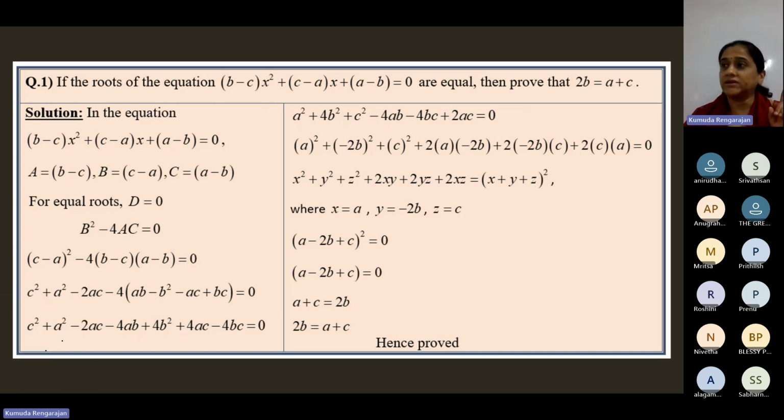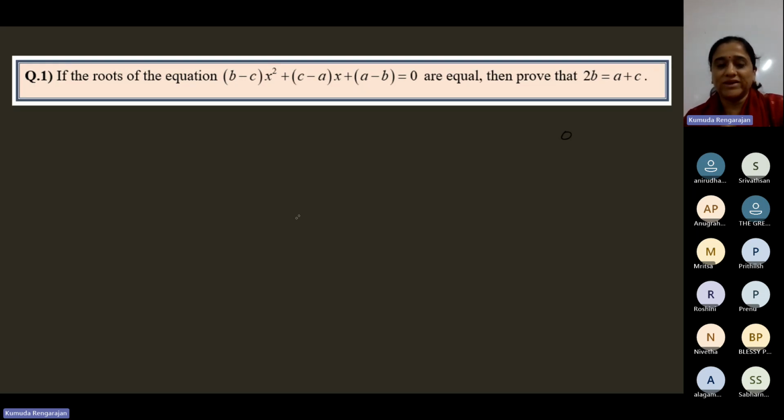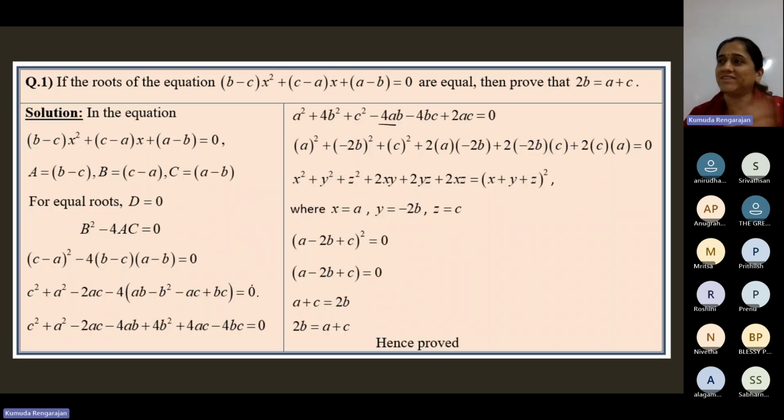So now using that identity, you'll have to present the terms of the form x the whole square, y the whole square, z the whole square, then 2xy, 2yz, 2xz. Now we know that all the 6 terms in the identity are positive: x squared plus y squared plus z squared plus 2xy plus 2yz plus 2xz. But here we have 2 negative terms. So which letter is common? B is common, right? So that b term will be negative.